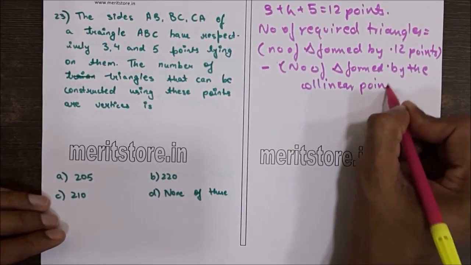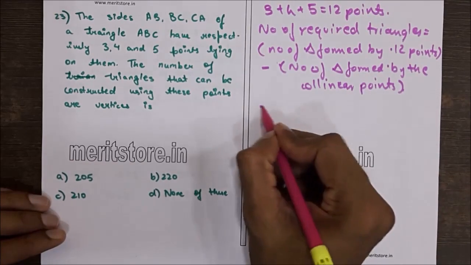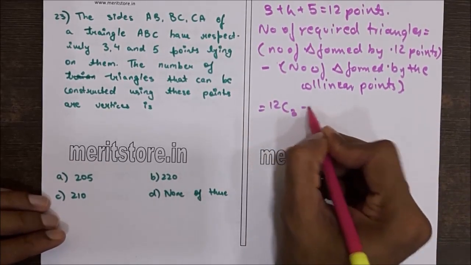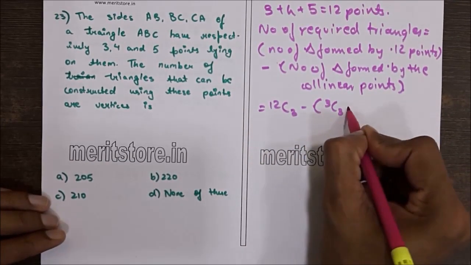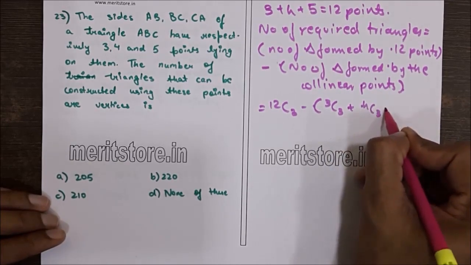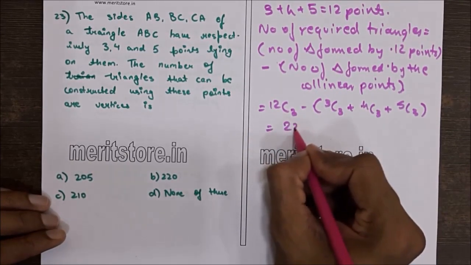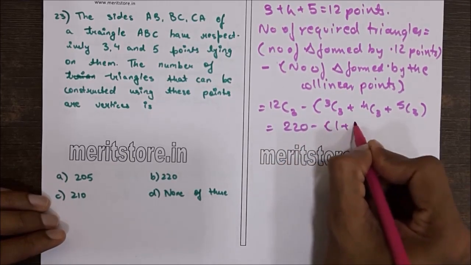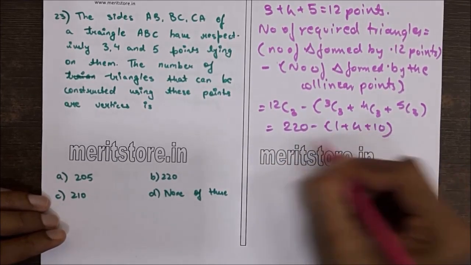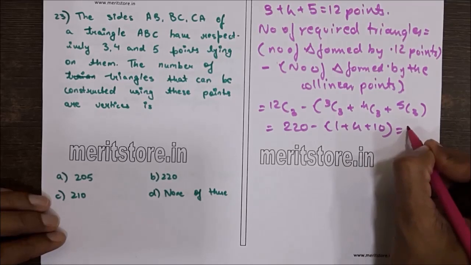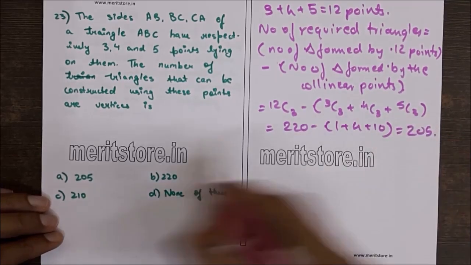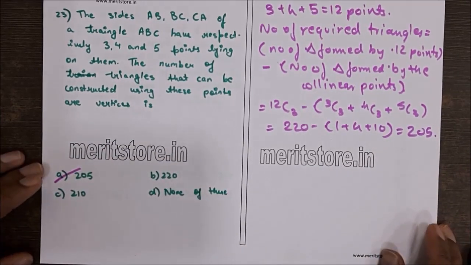points, which can be written as 12C3 minus (3C3 plus 4C3 plus 5C3), which is equal to 220 minus (1 plus 4 plus 10). Solving this further, we get 205, which is our option A. Therefore, option A is the correct answer.